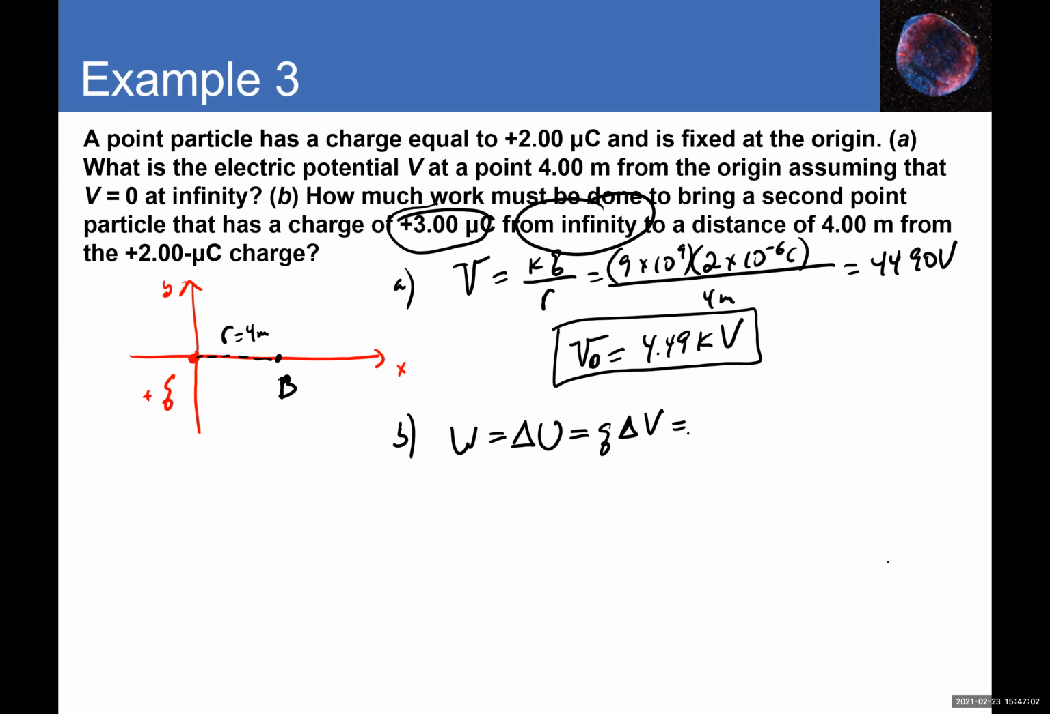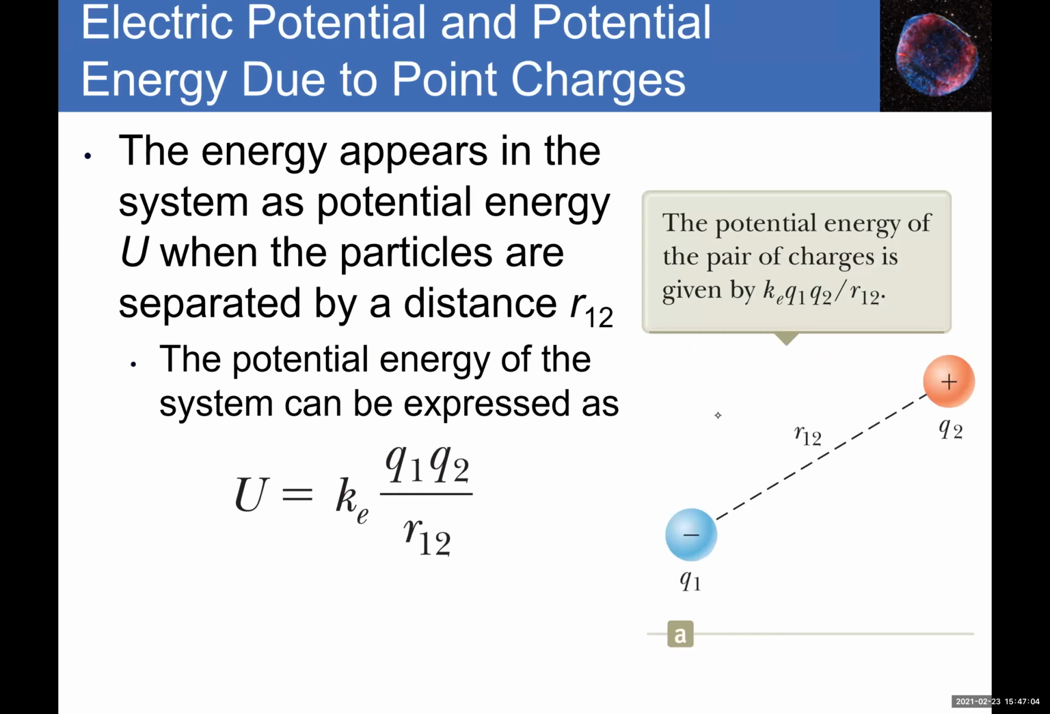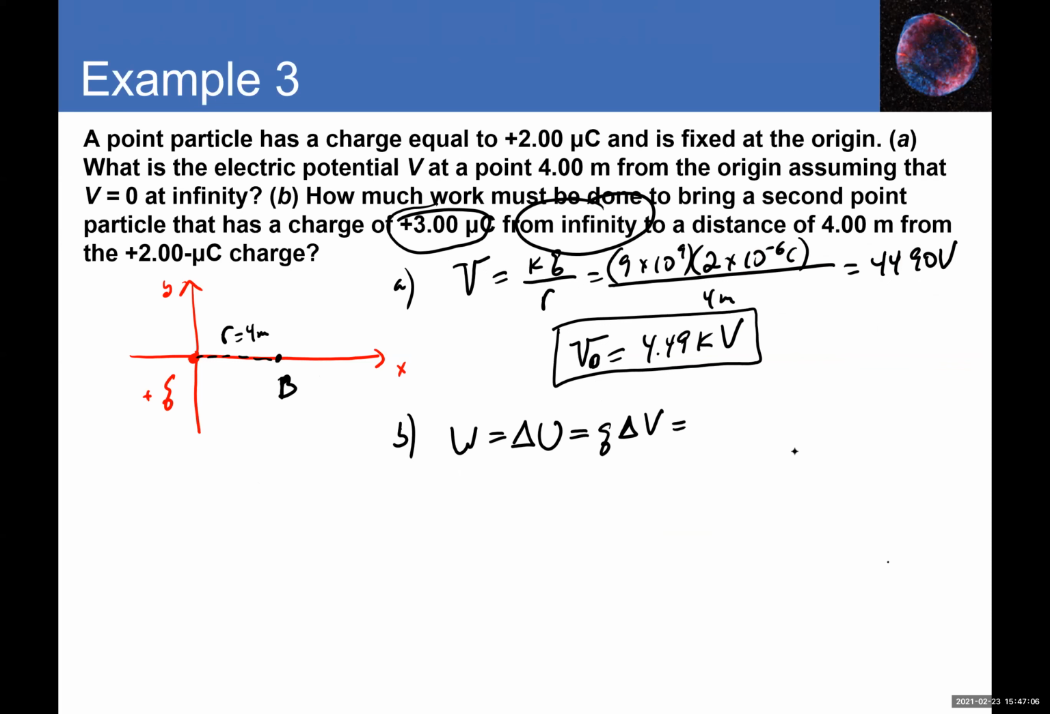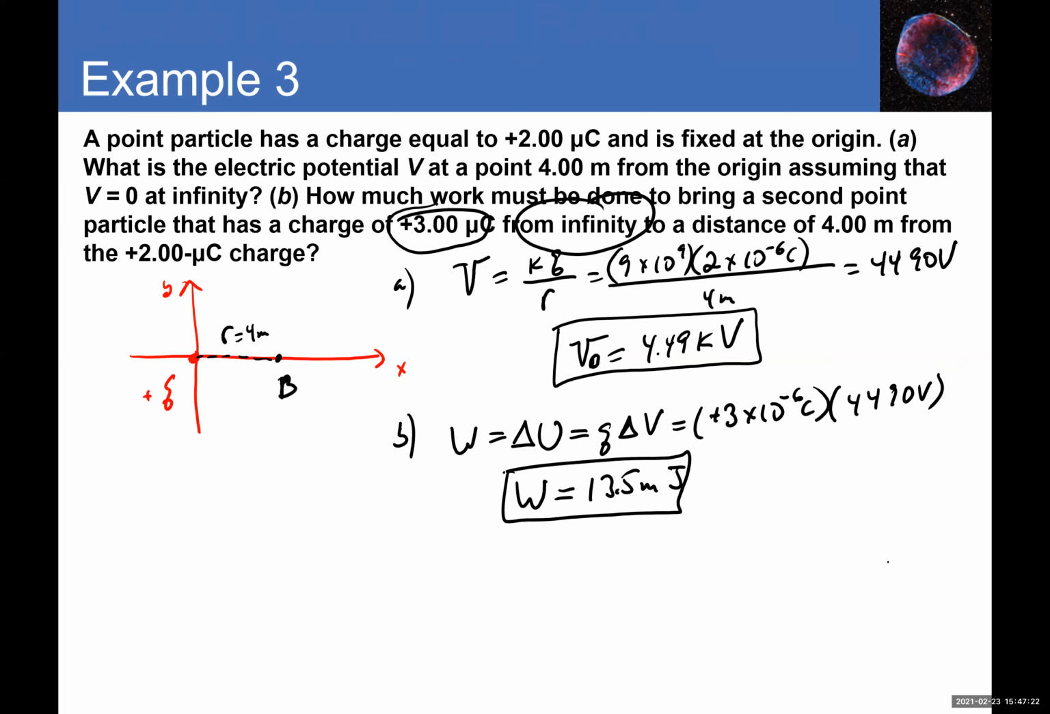All right, so then Q is plus 3 times 10 to the negative 6 coulomb. Then delta V is 4,490 volts. So then the work done here ends up being 13.5 millijoules. Okay, so that's the work done for this 3 microcoulomb charge to come from infinity to this point B.